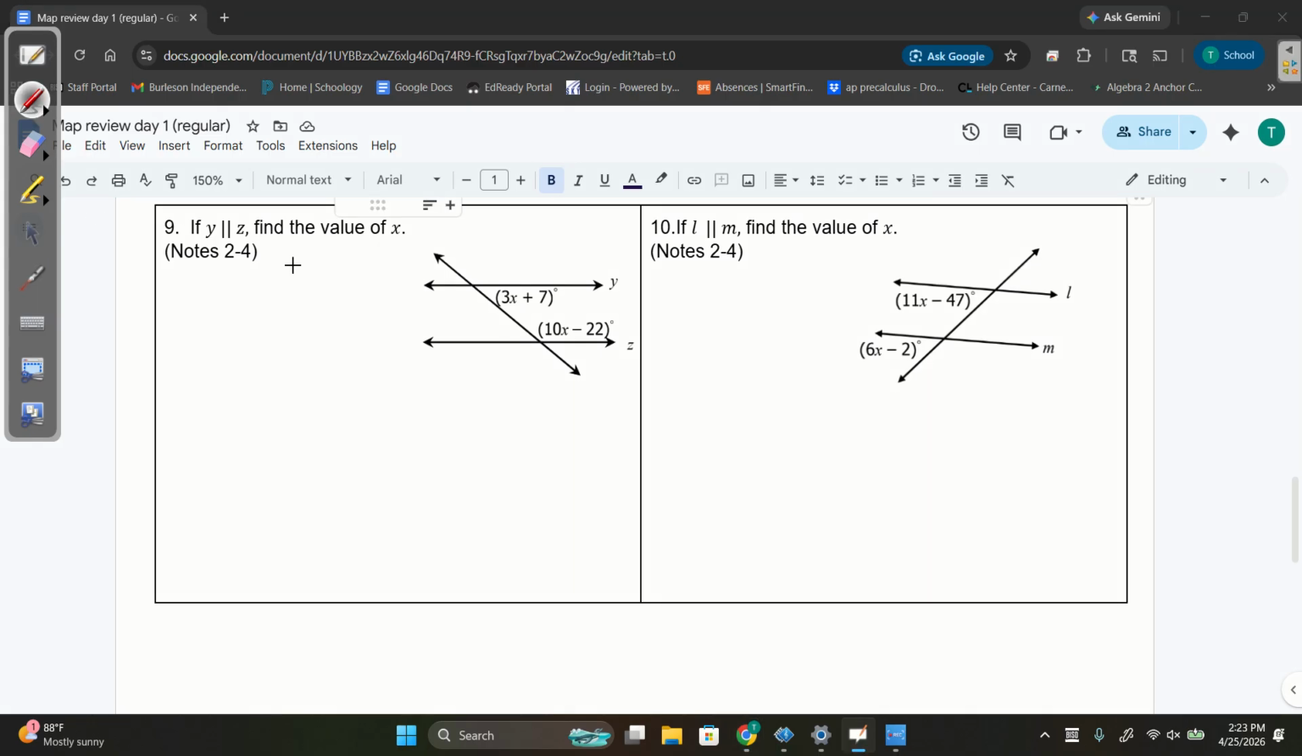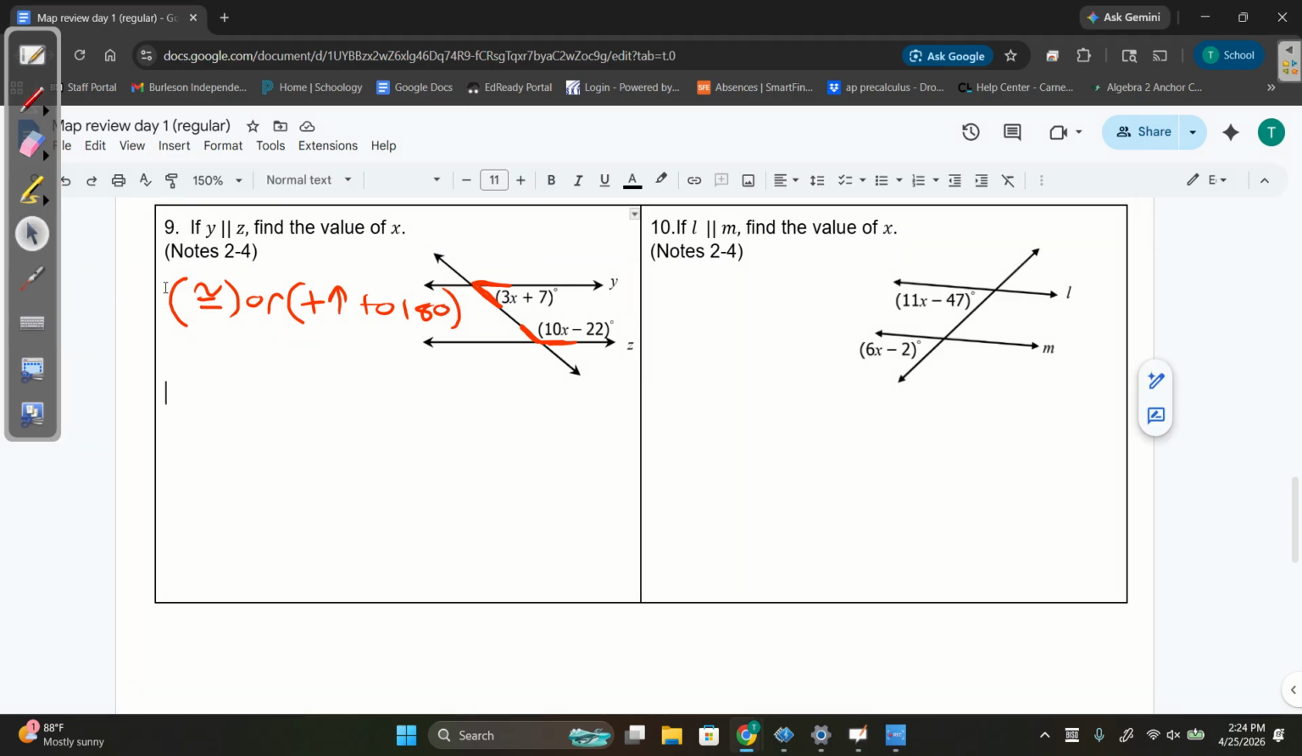Number 9 says, if y is parallel to z, so these two are parallel to each other, find the value of x. Now, here we have this angle here, and this angle here. In this course, we've discussed two relationships between angles. Either the angles are congruent, or they add up to 180. So we need to ask ourselves, which of these two relationships apply here? Either you remember which relationship should apply, which is amazing, or we can use our intuition.